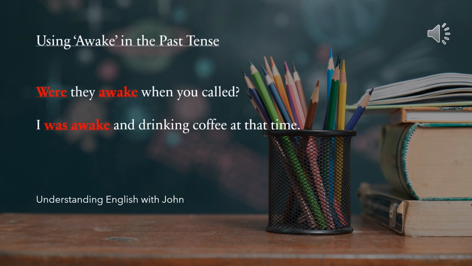In these sentences, we will be using awake in the past tense. And again, we want to make notice of the use and tense of the verb to be, which are also highlighted. Were they awake when you called? I was awake and drinking coffee at that time.